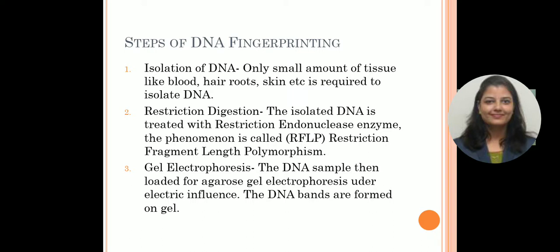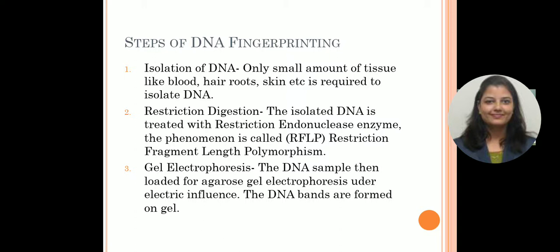Number one is isolation of DNA. Only a small amount of tissue like blood, hair root, or skin is required to isolate the DNA, and then restriction digestion of that DNA is done. So the number two step is restriction digestion. The isolated DNA is treated with the restriction endonuclease enzyme, and the phenomenon is known as RFLP, which stands for restriction fragment length polymorphism.